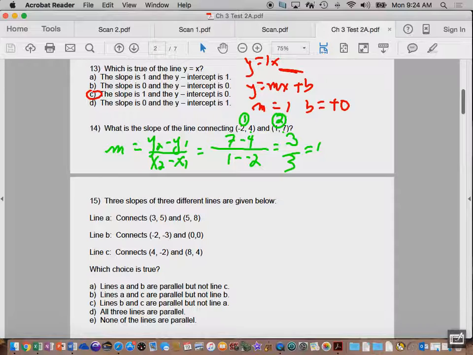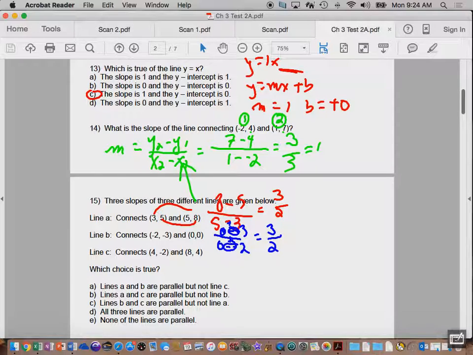Okay? Now I need to look at number 15, where I need to find all of the slopes. So using the same formula, for the first one, I'm going to do 8 minus 5, and then match directions, 5 minus 3, and that gives me 3 over 2. Next one, 0 minus negative 3, that's a 3, over 0 minus negative 2, that's also 3 halves, right? Circle that for both of those.